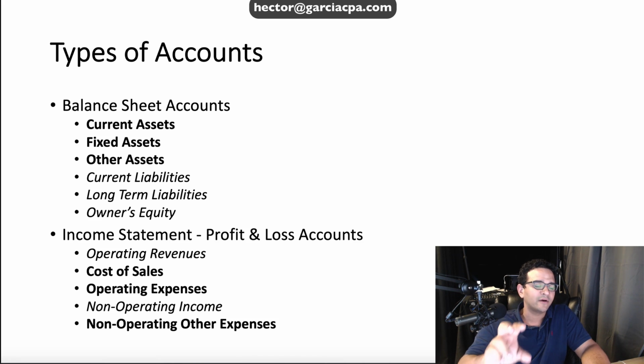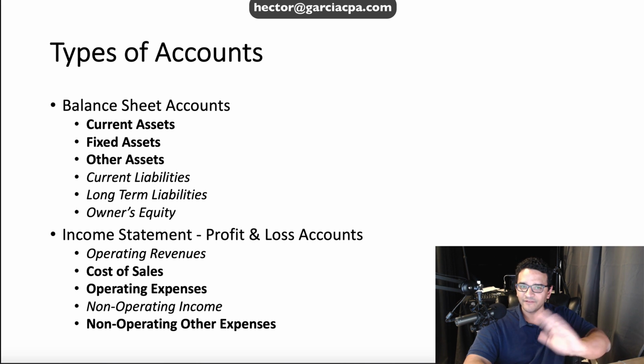Now let's break them down a little bit deeper. The asset accounts are broken down into three major categories. We're going to have our current assets, which are assets that could be turned into cash, or converted into a cash equivalent value asset within an operating cycle, which is typically a year. So any asset that you have that could convert to cash within a year would be a current asset.